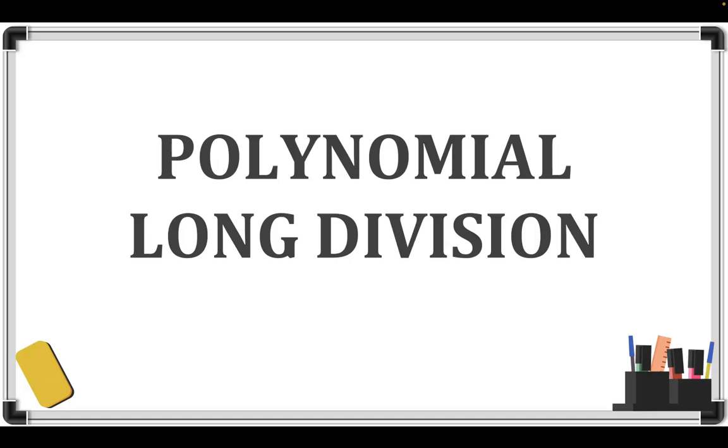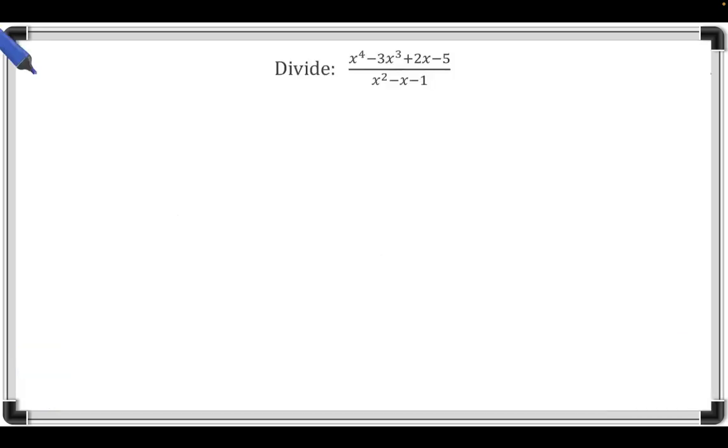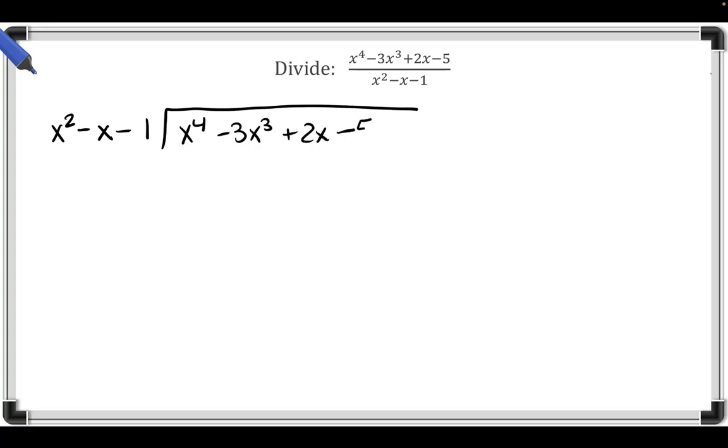Okay, so today we're going to look at how to do long division of polynomials. Now here's the first question that we're going to do. I'm going to just write out our division here. So we've got x squared minus x minus 1. That's our divisor. And then we've got x to the fourth minus 3x to the third plus 2x minus 5.